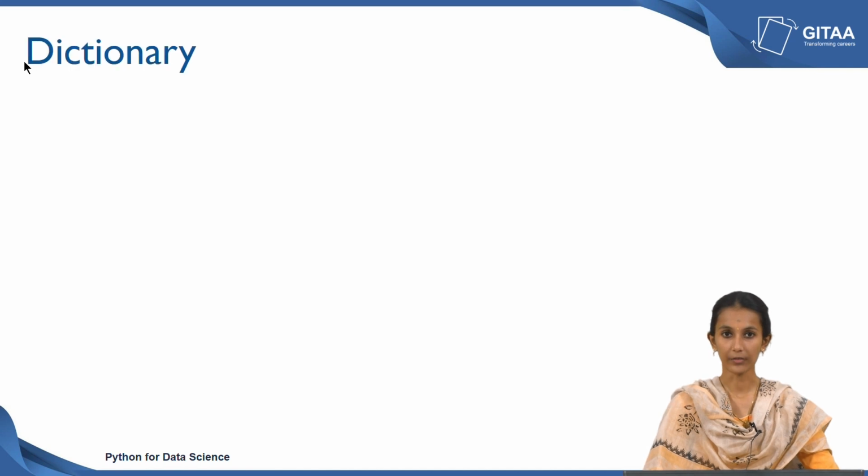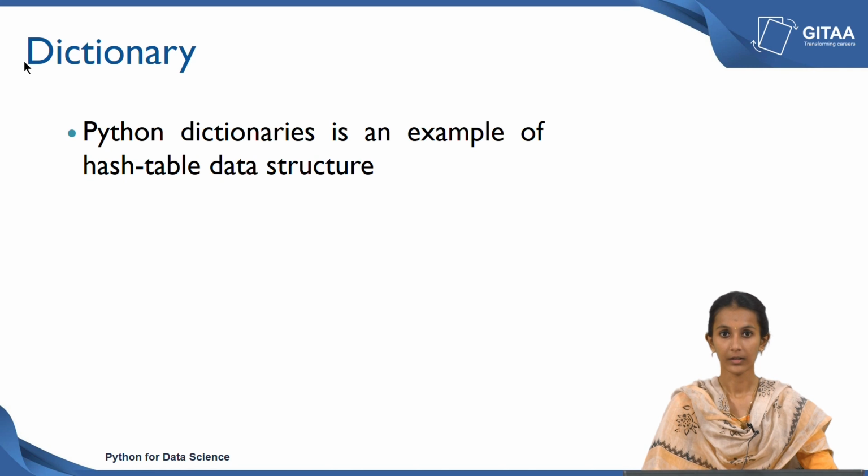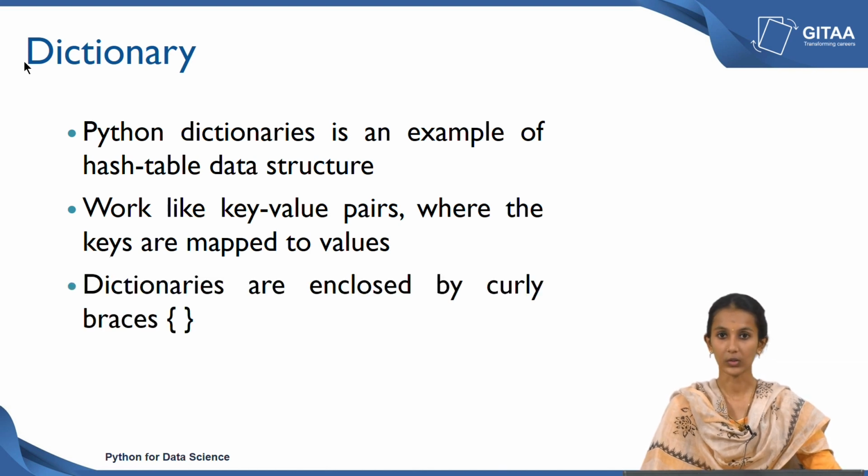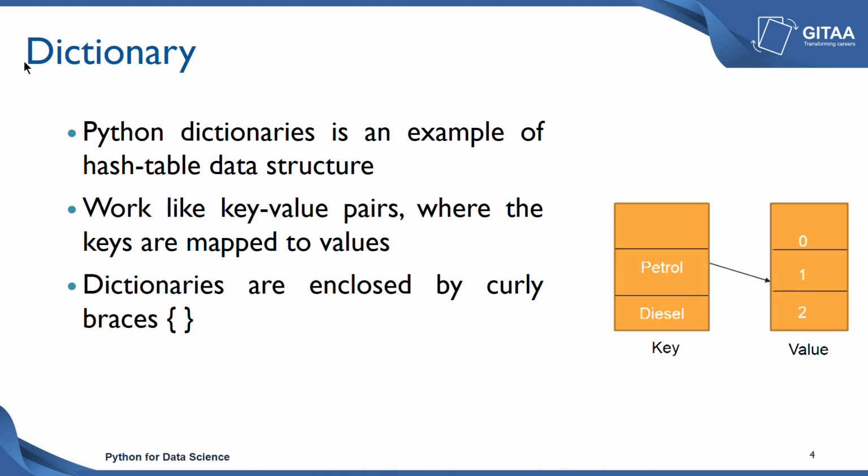A dictionary is one of the data structures which is available in Python. It is an example of a hash table data structure. A dictionary basically maps keys to values, so it is called a key-value pair. Dictionaries are enclosed by curly braces. Let us take an example and see what is meant by keys and what is meant by values.